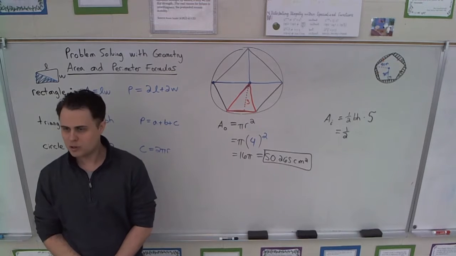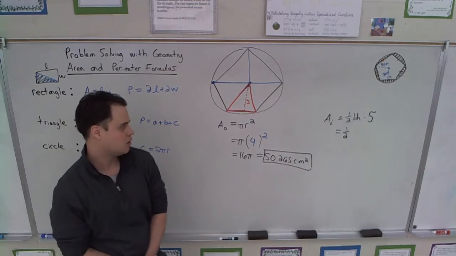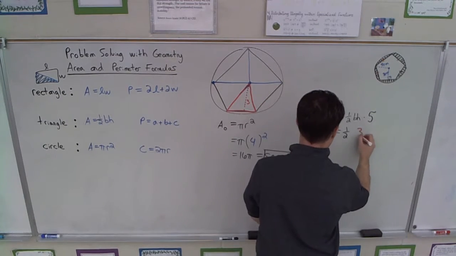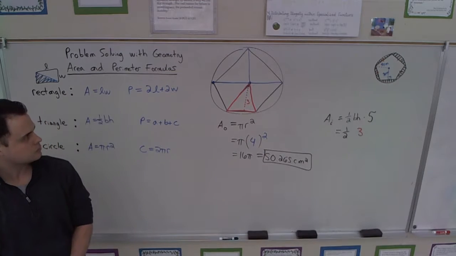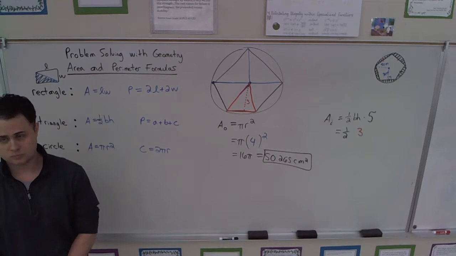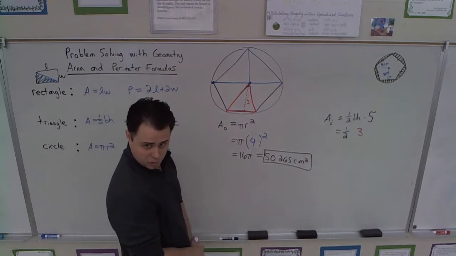So the 3 is the what of the triangle? The height? What's the base of the triangle? 3. 1.5. It's trickier. It might be the 4, right?